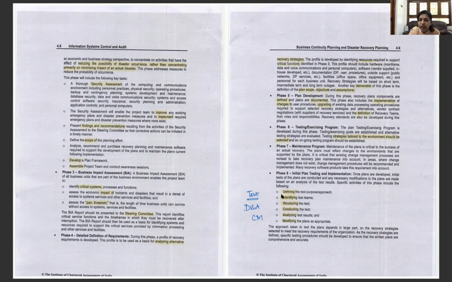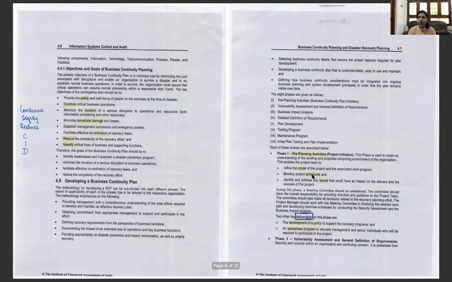DISA CM: defining, identifying, structuring, analyzing, conducting and modifying. So defining the test, identifying the test teams, structuring the test, conducting the test, analyzing the result, and modifying the plans. So we can use a mnemonic and it's very easy to remember. This is for the 8th phase.